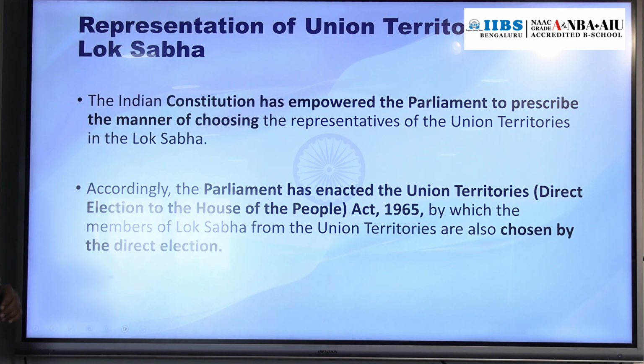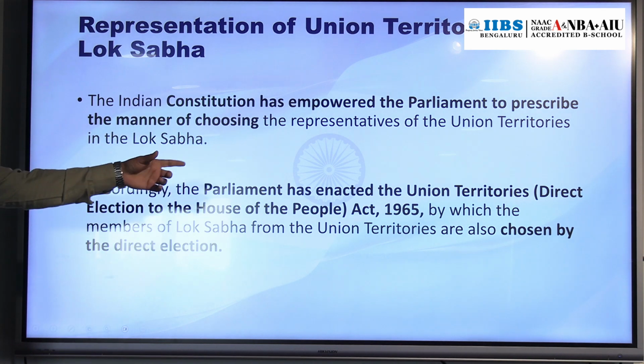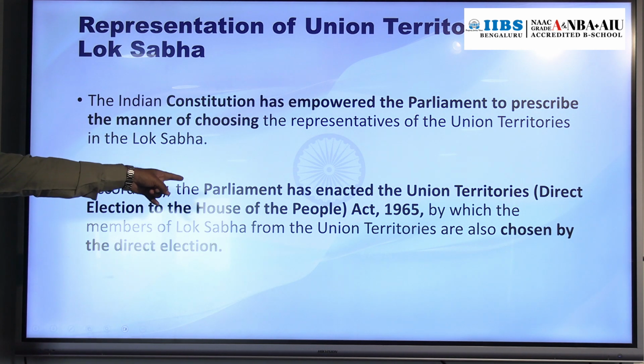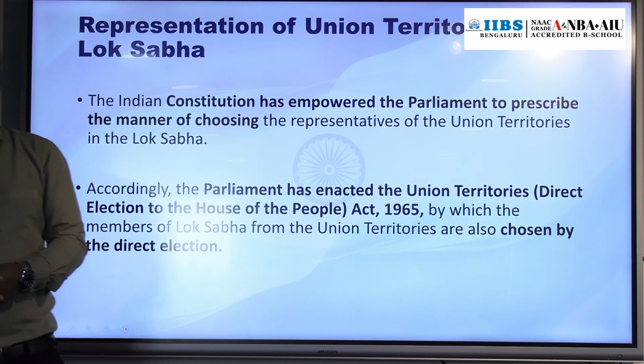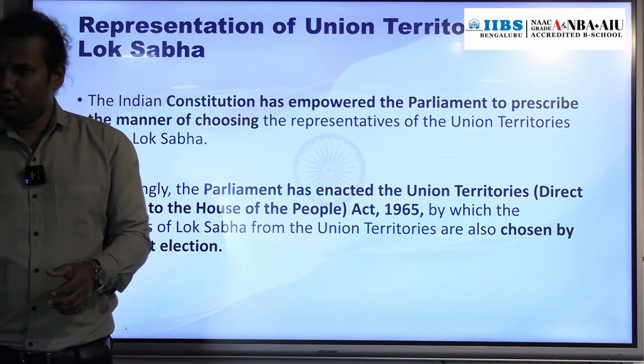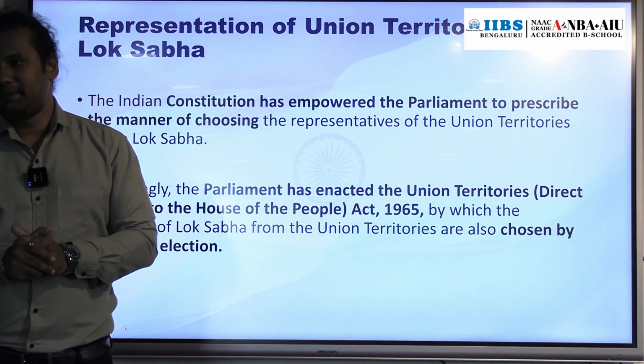So what did Parliament do? Parliament enacted an act, the Union Territories Act 1965, providing direct election to the House of the People. According to that act, the members of Lok Sabha from UTs also will be elected directly by the people.